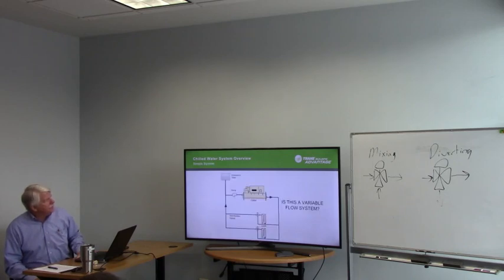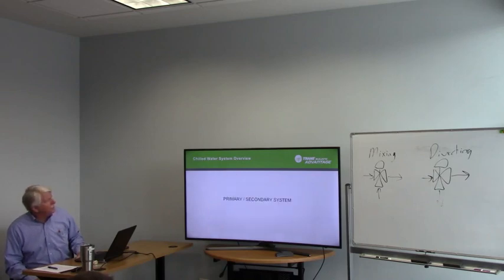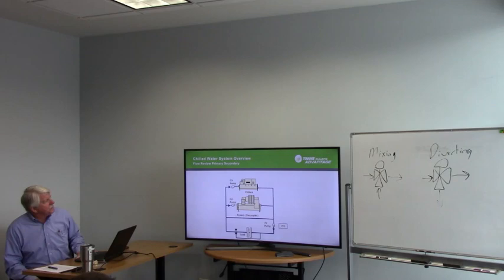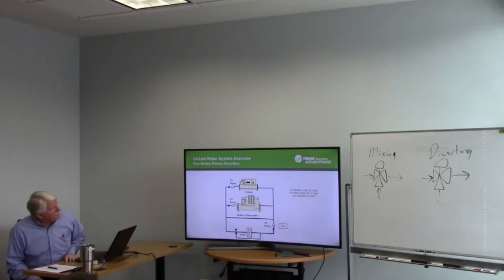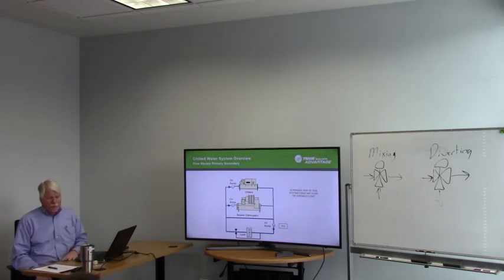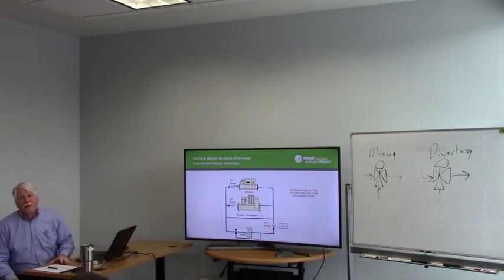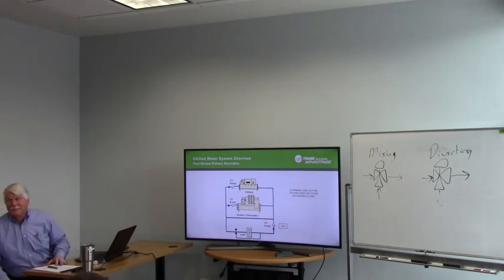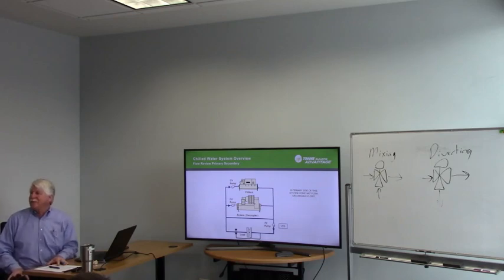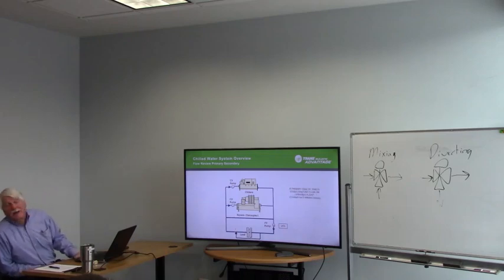Okay, is this a variable flow system? No, it's not. That's constant flow. Now in primary, secondary, it looks like this. Now, is the primary side of this system constant flow or variable flow? And it's a trick question. Two-speed. Who said that? It is constant flow, but it's two different constant flows, depending on whether you're running either chiller. High and low.